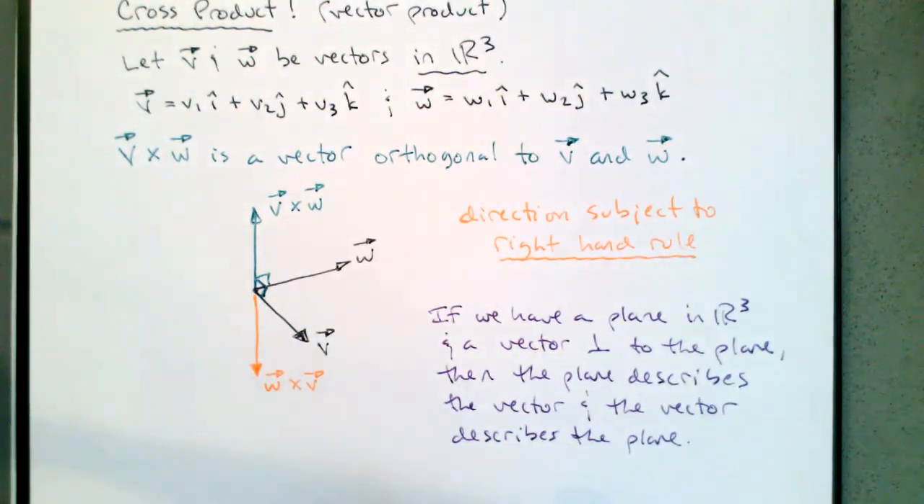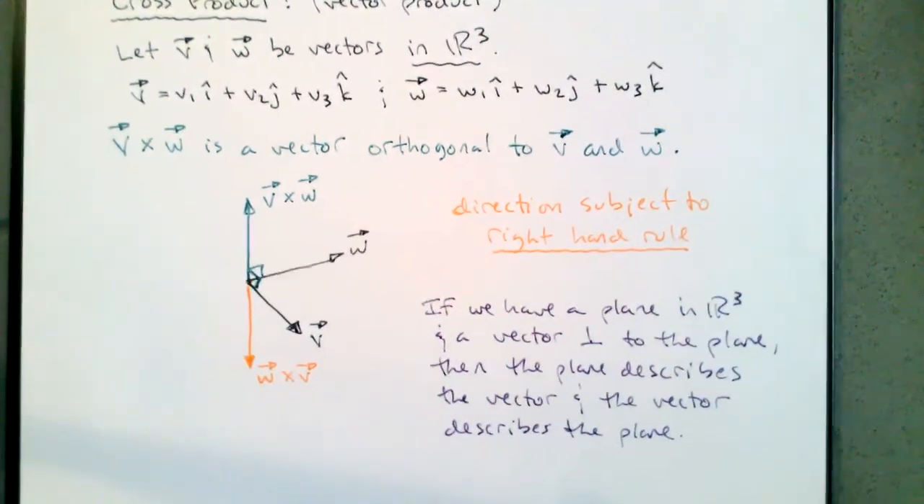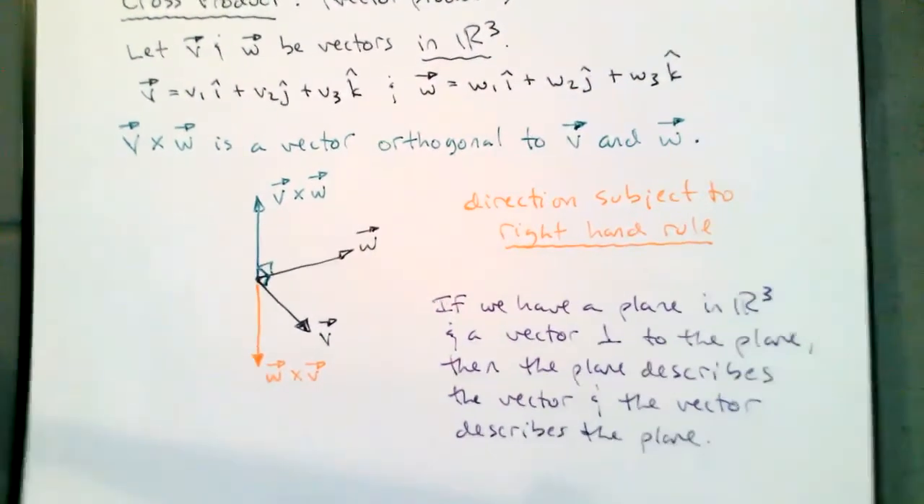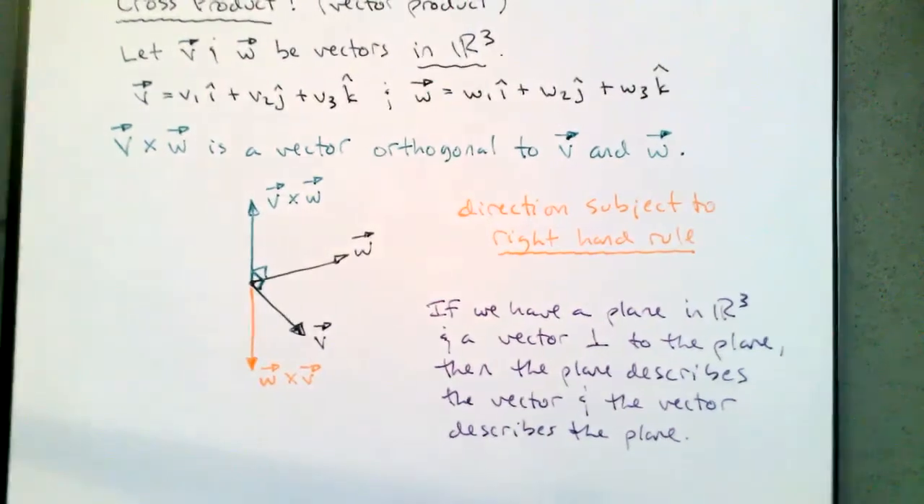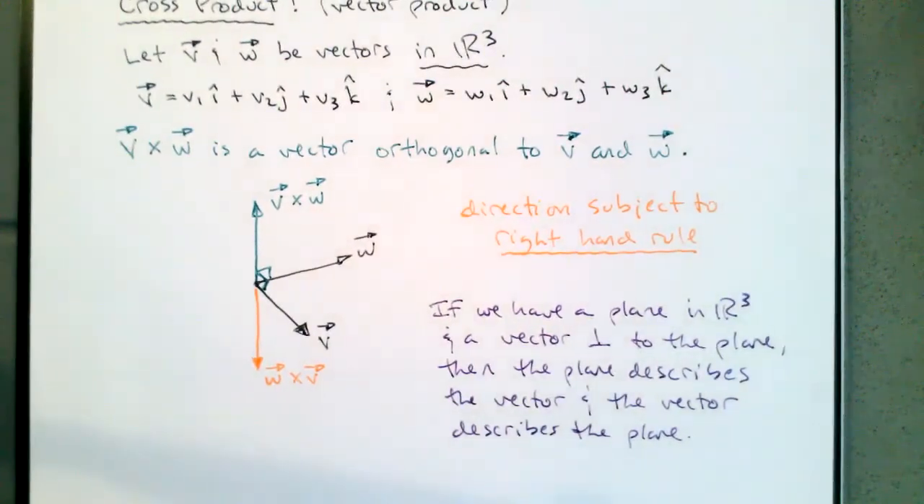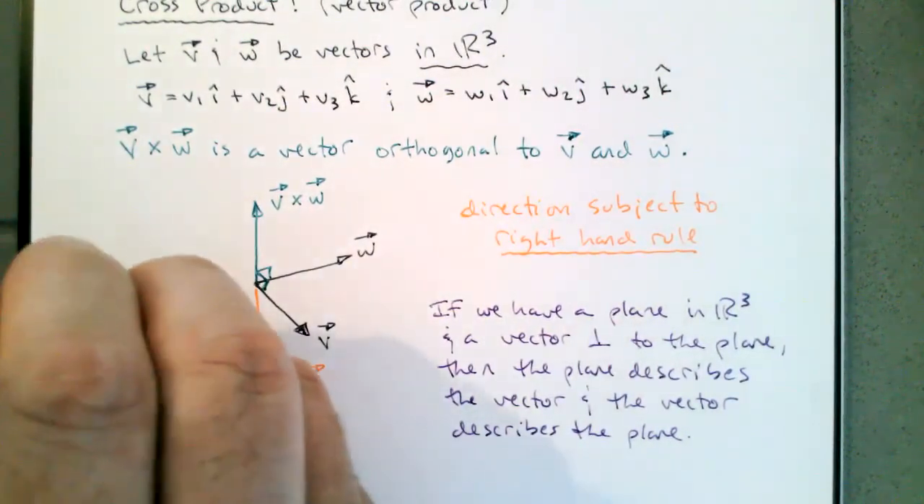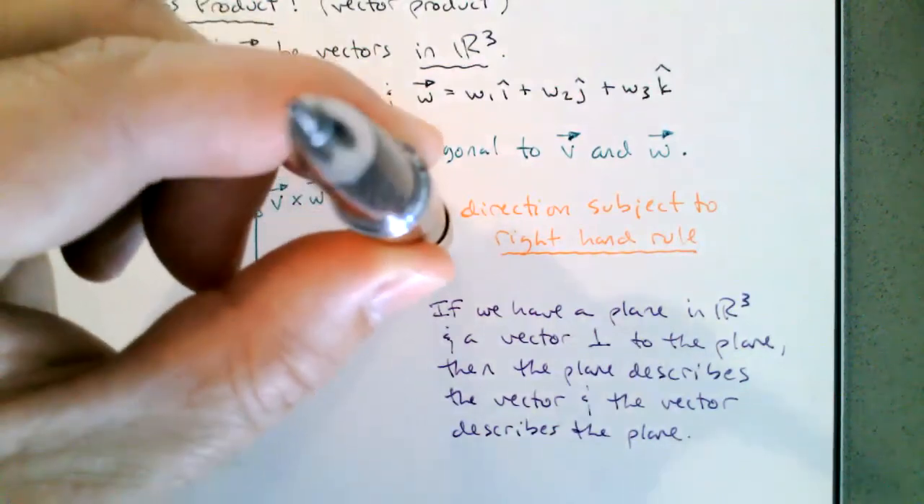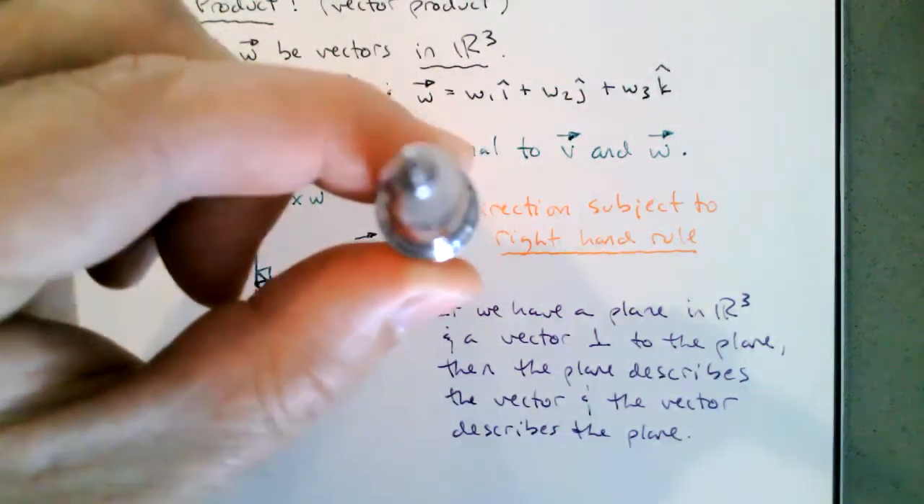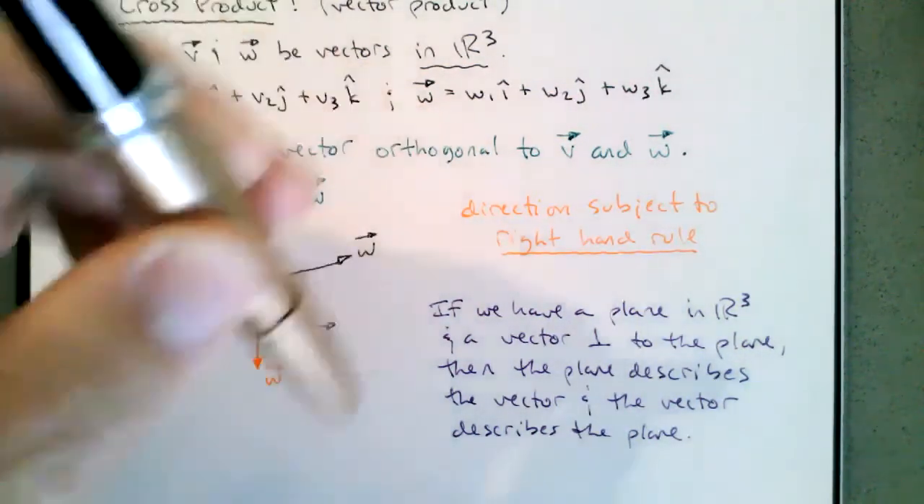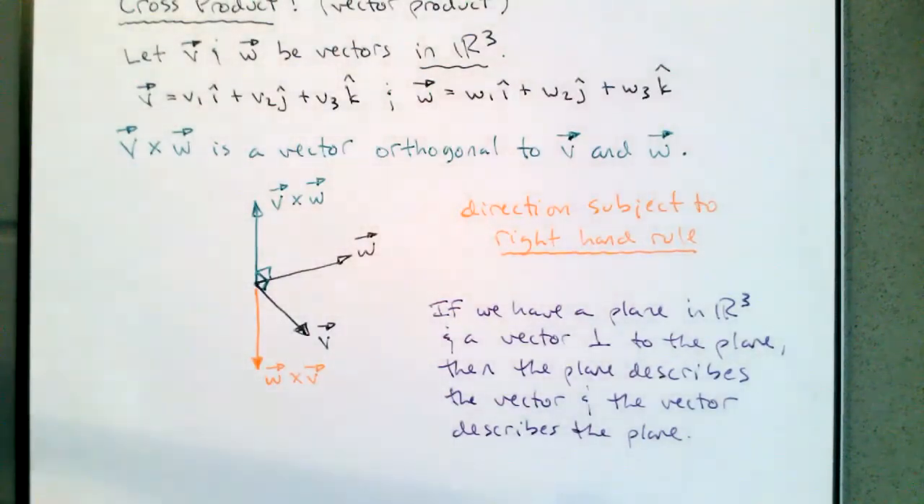So if I've got a plane in R3, like this piece of paper, it's not quite paper, I can describe this plane by saying this plane is everything perpendicular to this vector. My pen is a vector. I'll point it right at the camera. That's too threatening, I'll have it over. So we need to learn how to make this calculation, how to figure out what this vector is going to be.